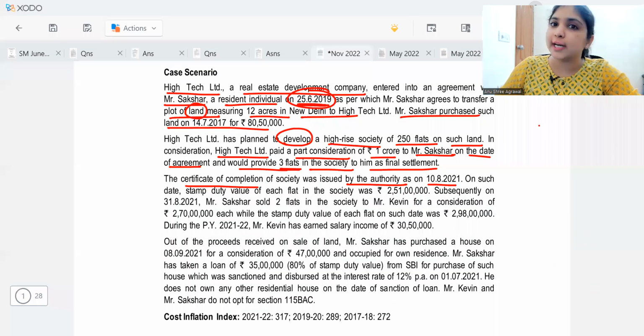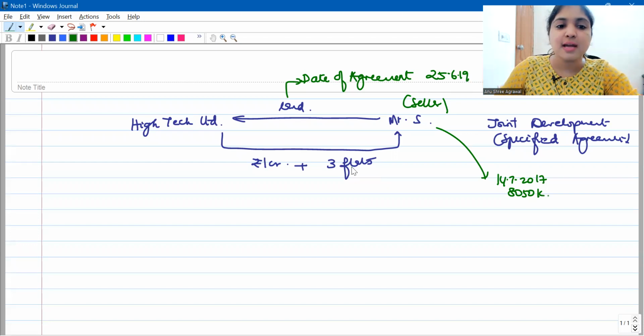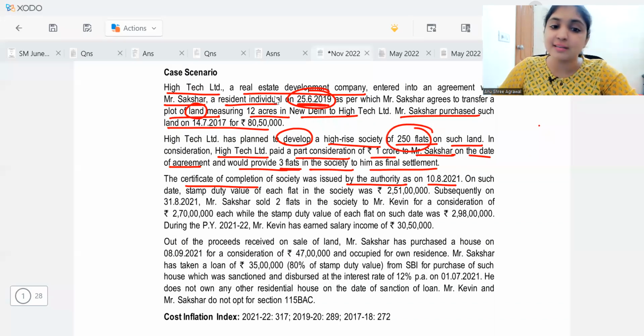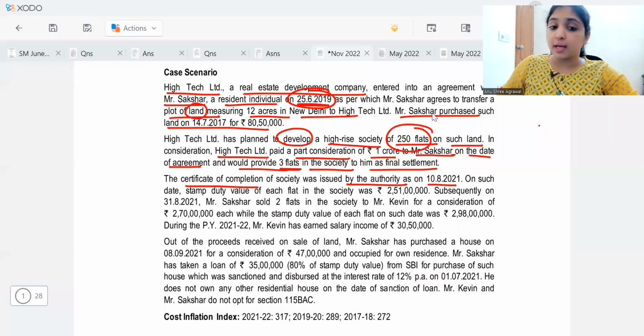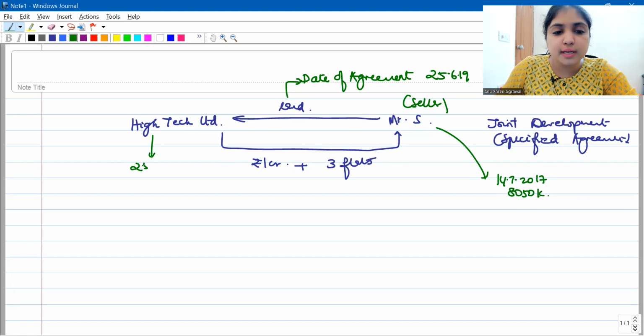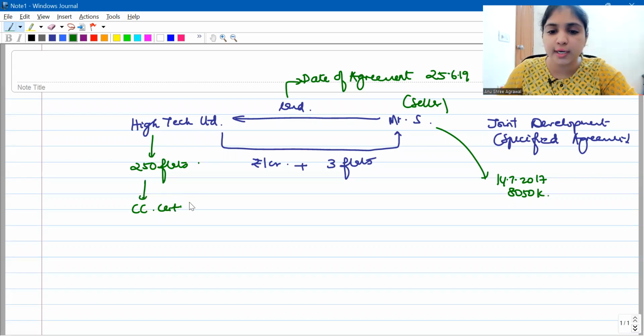He got 1 crore on the date of agreement and he's going to get 3 flats. Hitech Limited is going to be constructing how many flats on this land? 250 flats, out of which Hitech Limited is going to be giving 3 flats to Mr. Sakshar. The question says certificate of completion. The construction completion certificate of the society was issued by the authority on 10th August 2021. So Hitech Limited is going to be constructing 250 flats, right? For these 250 flats, the construction completion certificate was given by the authorities on 10th of August 2021.